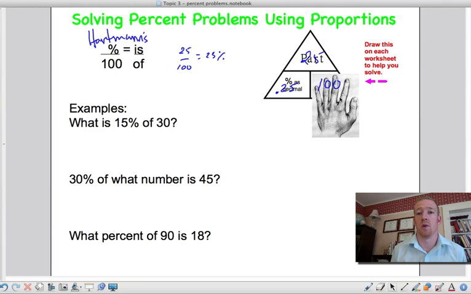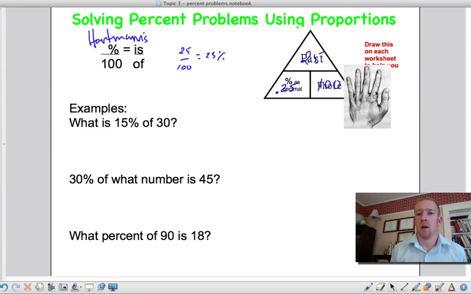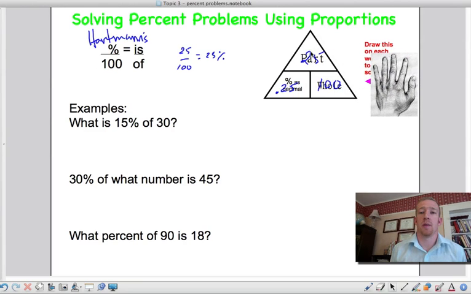If I was looking for the whole, but I knew the part and knew the percent, I would divide these two numbers. So when they're set up like this, you divide. Set up like this, you multiply. Okay? Now, you're going to want to draw this each time and make sure you label it correctly. You have to have part as the top part of your triangle there.